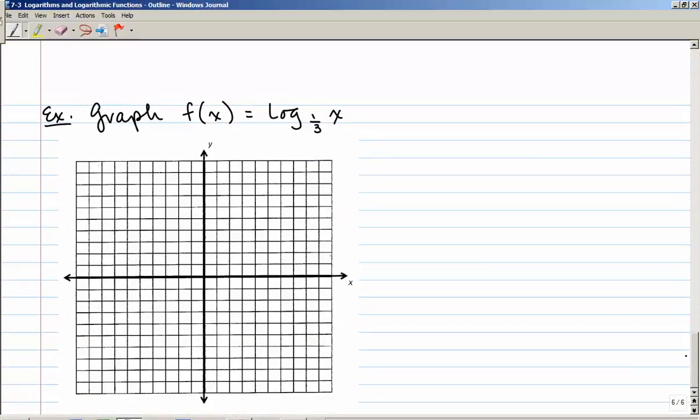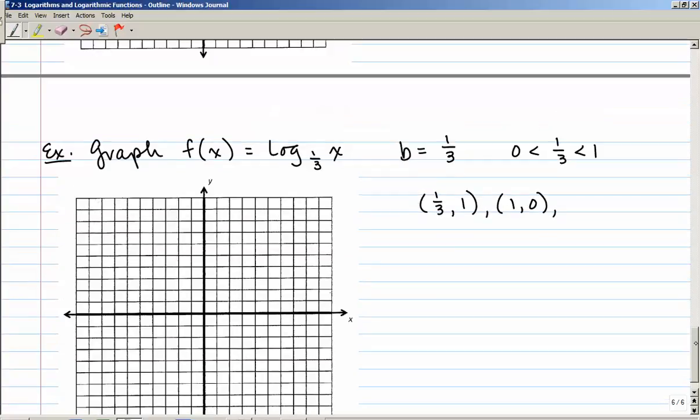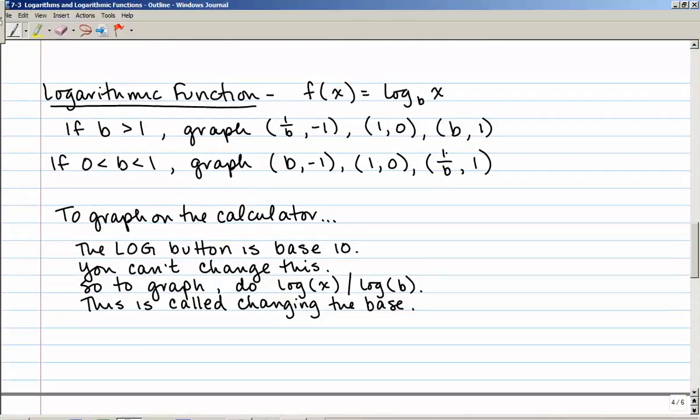Our next example, graph f of x equals log base 1/3 of x. My base in this case is 1/3, and 1/3 is actually between 0 and 1. So I'm going to use the points 1/3 comma 1. Okay, that's my b comma 1. The point 1, 0. And then remember the little chart that I had up here said that we're going to use b comma negative 1, 1 comma 0, 1 over b comma 1.